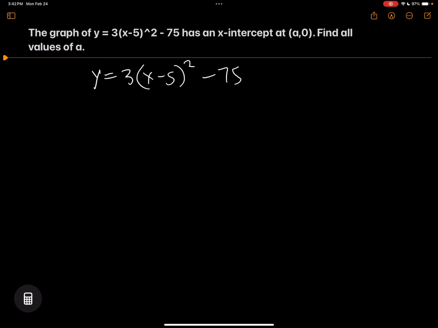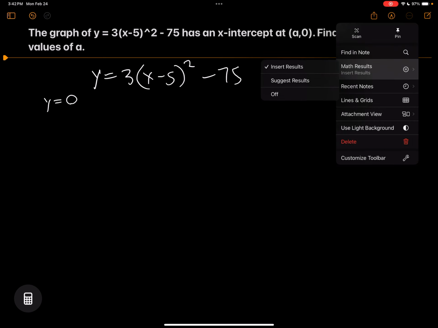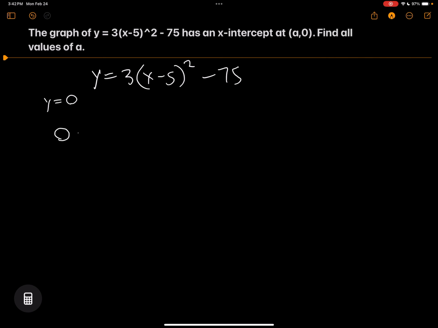So we're going to go through the first step here. When we want to find an x-intercept, the first step we always need to do is set y equal to 0, because in any situation, an x-intercept is going to have a y-coordinate equal to 0, like it is up there in the problem statement. So first step, set y equal to 0. If we do this, our equation becomes 0 equals 3 times (x minus 5) squared minus 75.